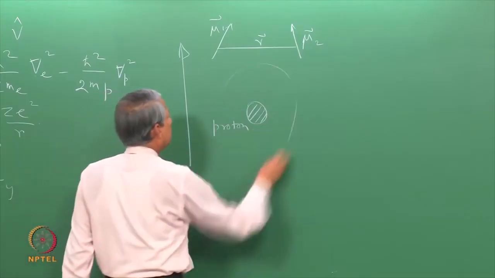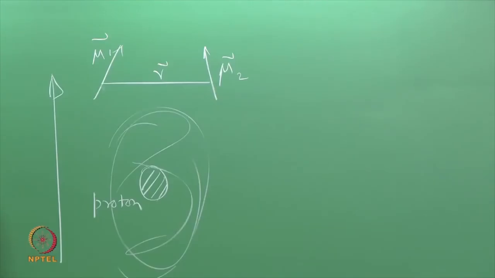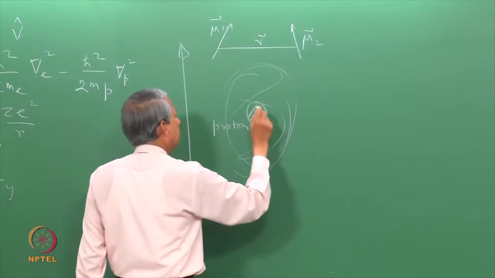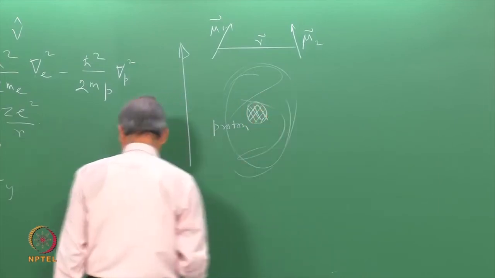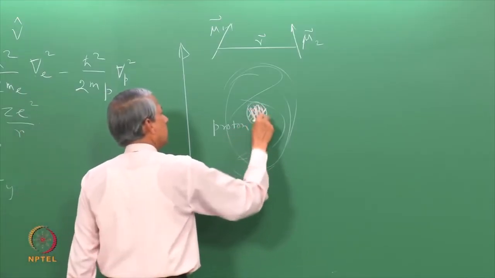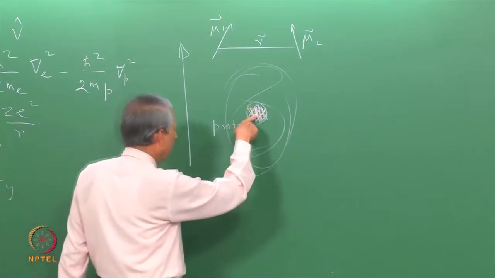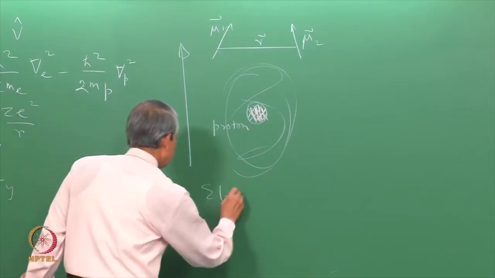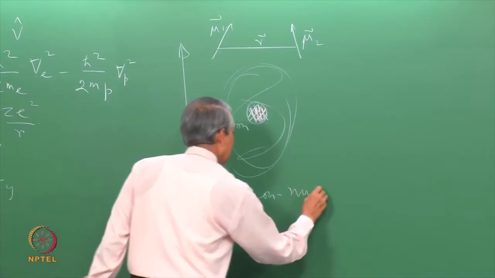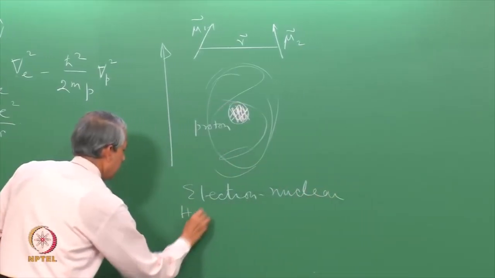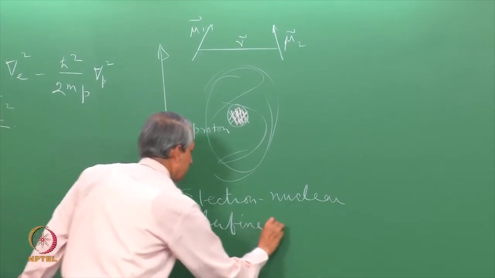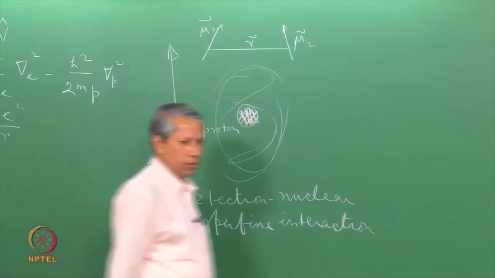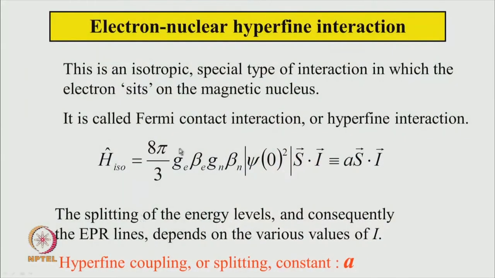For hydrogen atom, of course, the electron is moving all over. This is decided by the orbital of the electron. Now, if there is some finite probability that the electron actually occupies this place, this is what I call sitting on the proton, then that interaction is a special type of interaction that is called the electron nuclear hyperfine interaction. It was proposed by Fermi. The expression is given here.